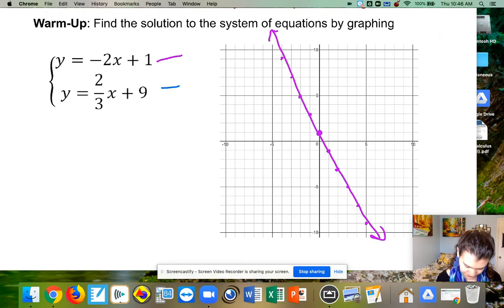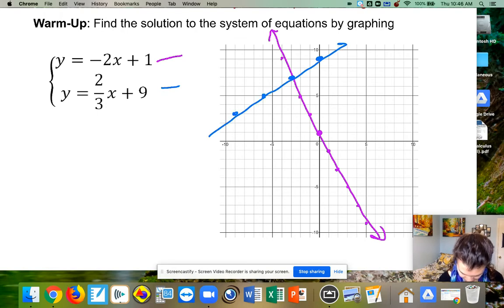And here's our equation. Same idea with the blue one. We're going to start at +9 for the y-intercept, and then follow the slope. We're going to go up 2 and over 3, but we're out of space. We need to go backwards. So we're going to go down 2 and then left 3.